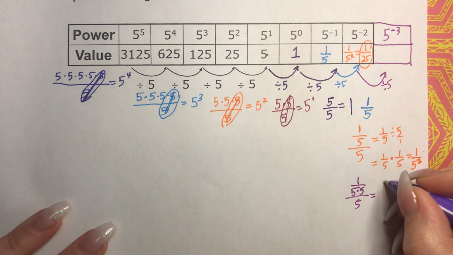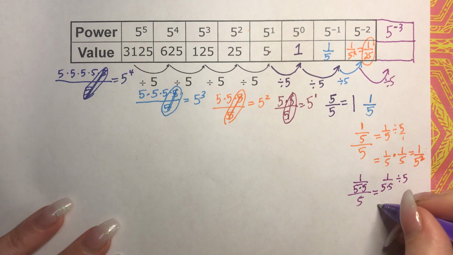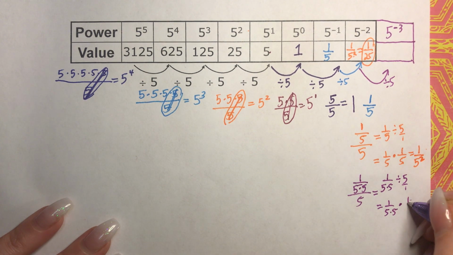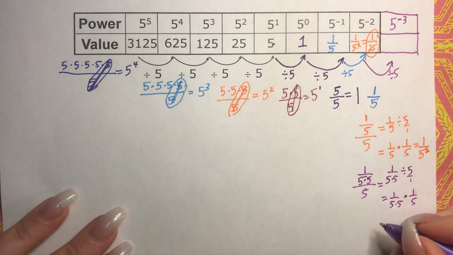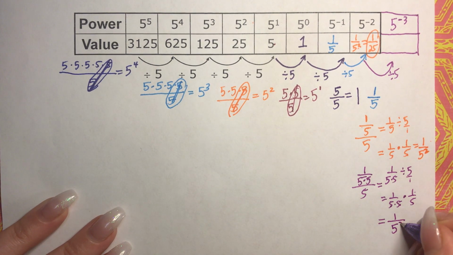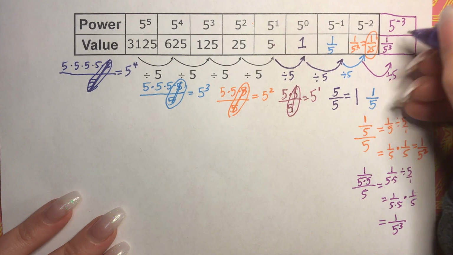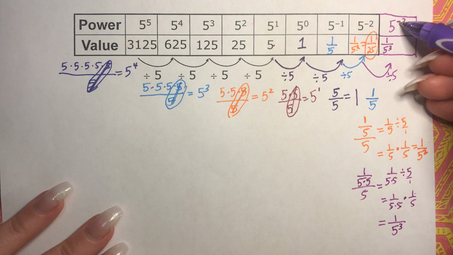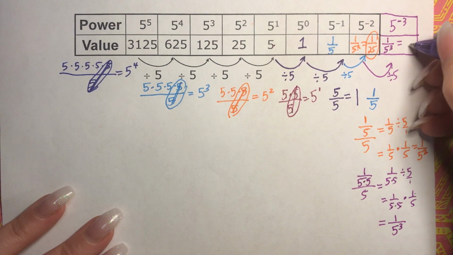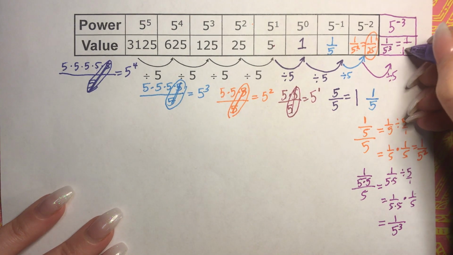Right? Which is the same thing as 1 over 5 times 5 divided by 5, which is the same thing as multiplying by the reciprocal, which would be 1/5, which means we end up with 1 over 5 times 5 times 5, which is 5 to the 3rd power. Look at that. 1 over 5 to the 3rd power. Notice how 5 to the negative 3 is the same thing as 1 over 5 to the 3rd power, which is just 1 over 5 times 5, which is 25, times 5 is 125.